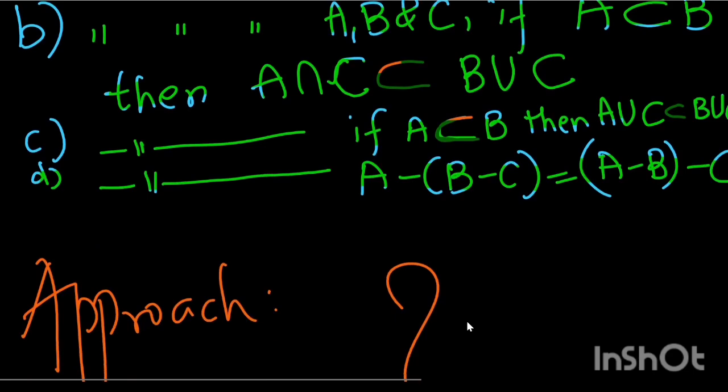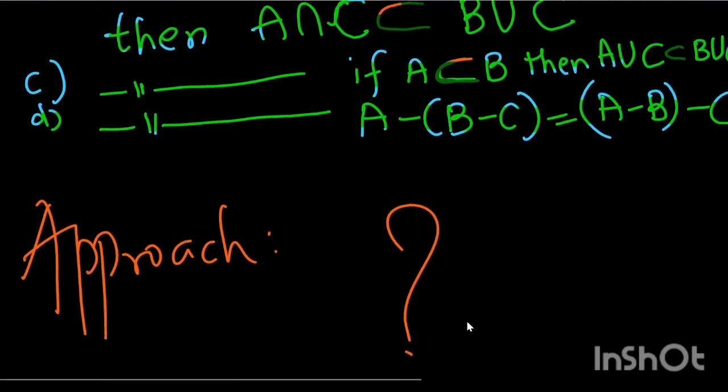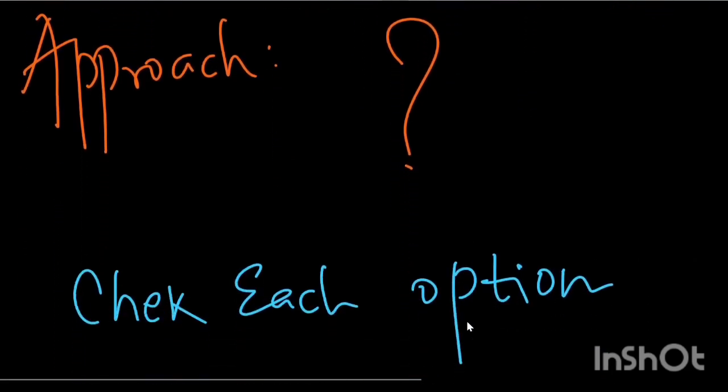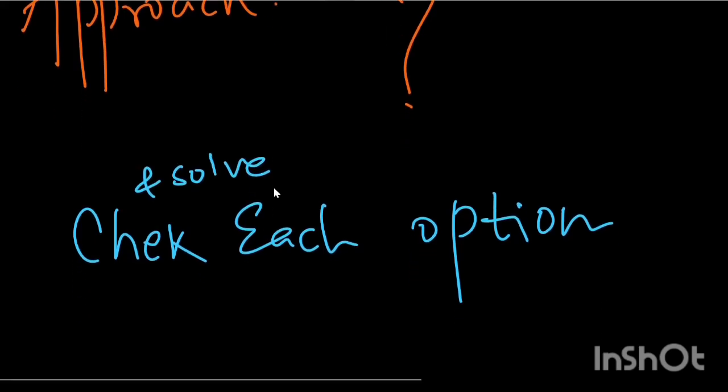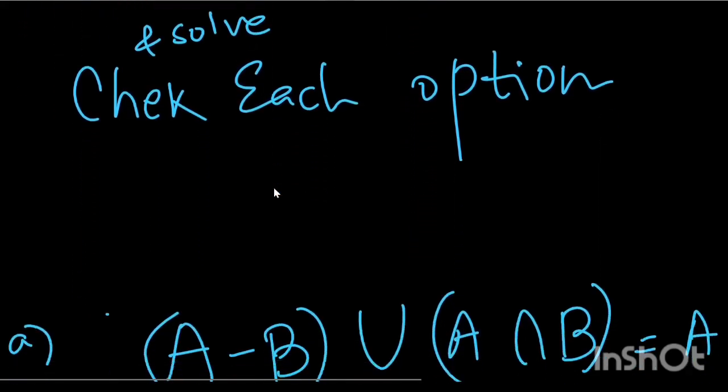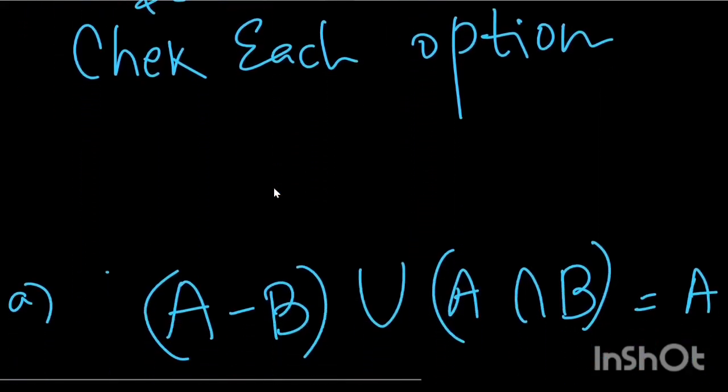So since nothing is given in the question, we are only left with the verification of the options. So we need to check each option. Check each option means check and solve each option for its correctness. So we will check each option. We will check option number A first.